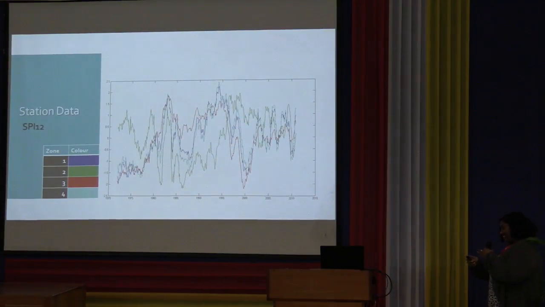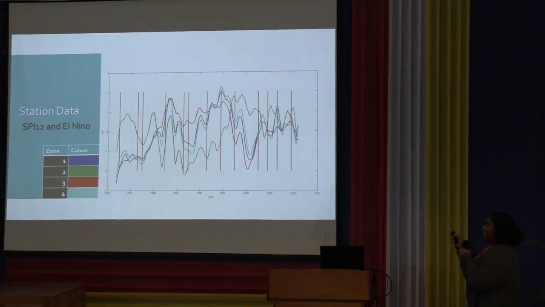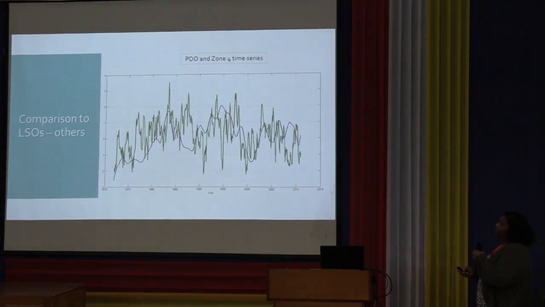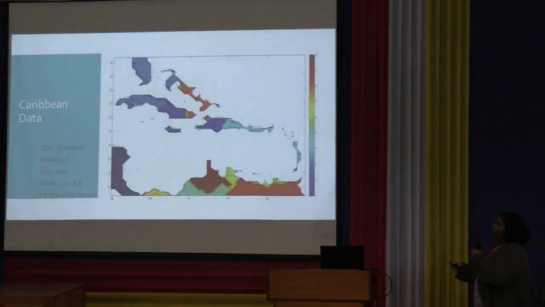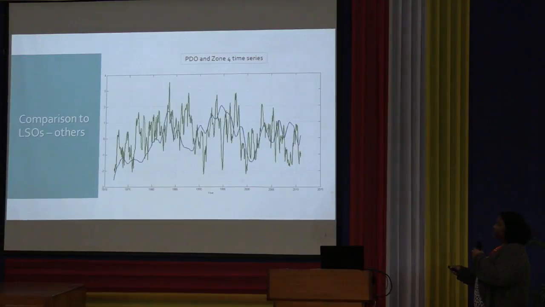So this is our SPI 12, which is the prettiest diagram ever. These are the SPI and the El Nino years, and it's hard to see on this, but the El Nino years are the red lines going down, and these are the same zones as before. Portland is this green one, and it's really doing its own thing. It's almost not affected by El Nino, based on all the correlations we did. But we did compare it to another oscillation, the PDO, which is the blue line. The Pacific Decadal Oscillation looks almost like a smoothing of the zone, almost like a trend line, but it's the PDO. So the assumption is that the Portland zone is driven more by the Pacific Decadal Oscillation than by El Nino.